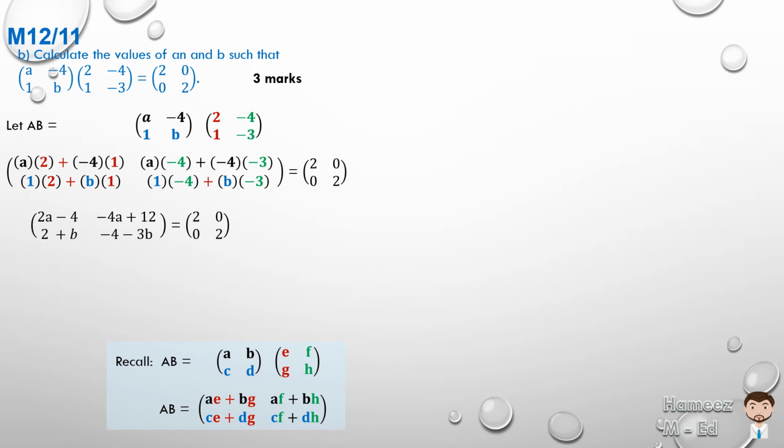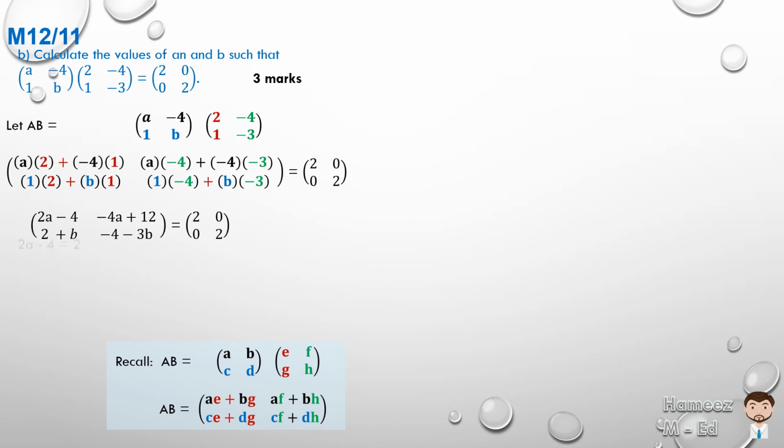And then we have minus 4 by a is minus 4a, and minus 4 by minus 3 is plus 12. And 1 by 2 is 2, and 1 by b is b, so 2 plus b. And then 1 by minus 4 is minus 4, and minus 3b. And that will be equal to 2002. Now we can take any two terms here and solve for a and b.